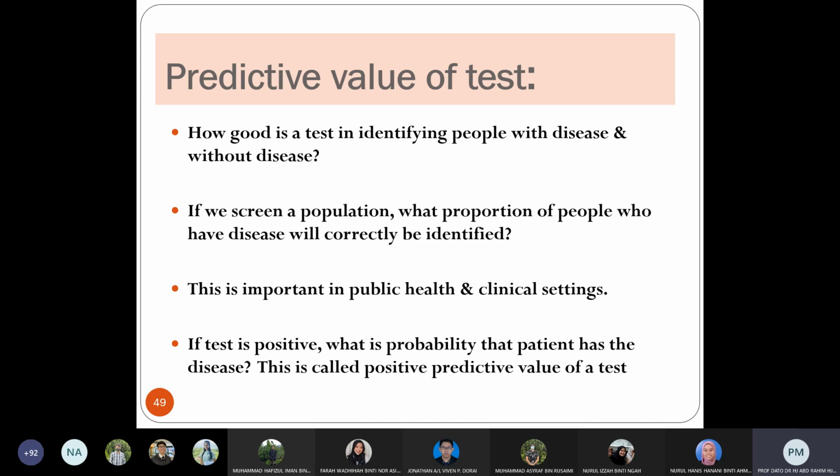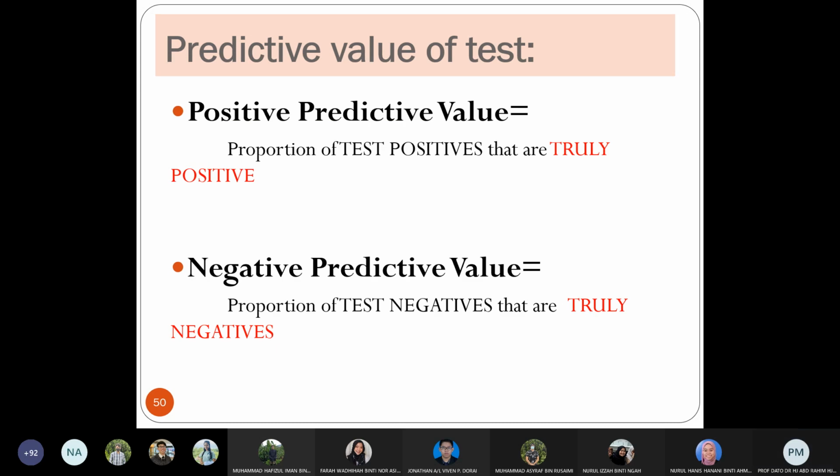This is important in public health and clinical setting. If the test is positive, what is the probability that the patient has the disease? It's called the positive predictive value of a test. Positive predictive value is the proportion of tests that are truly positive, and negative predictive value is truly negative.